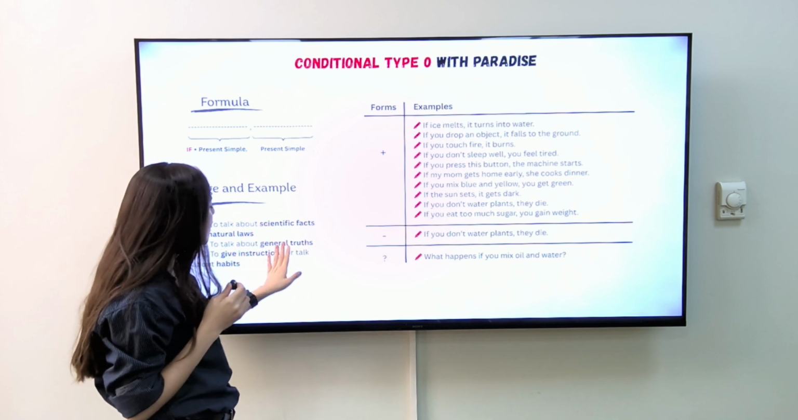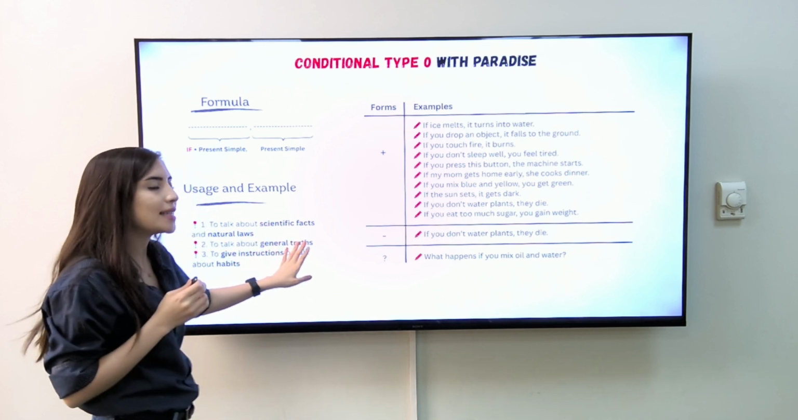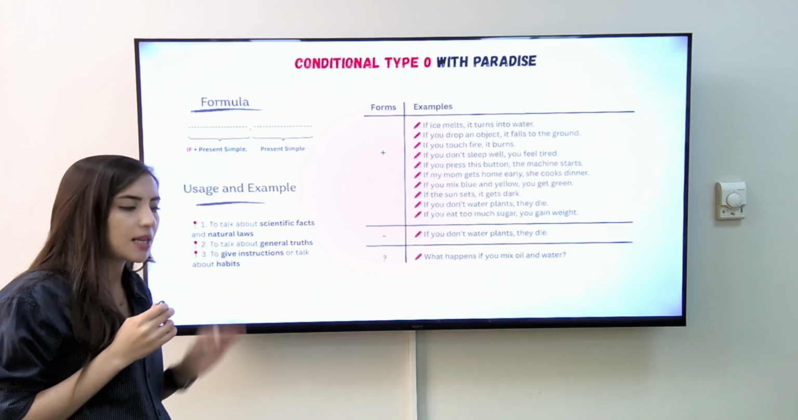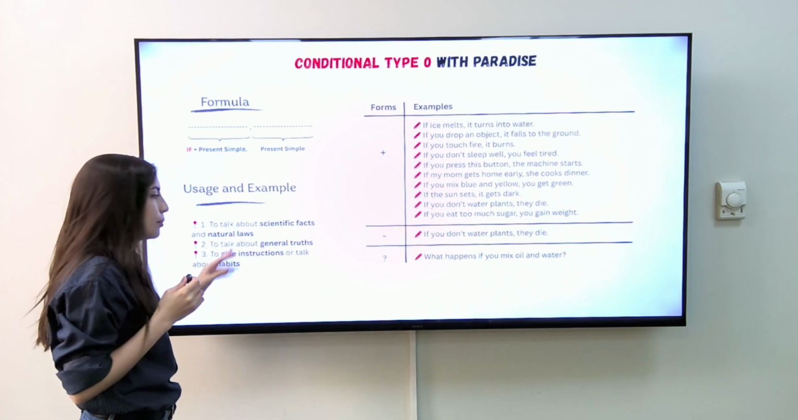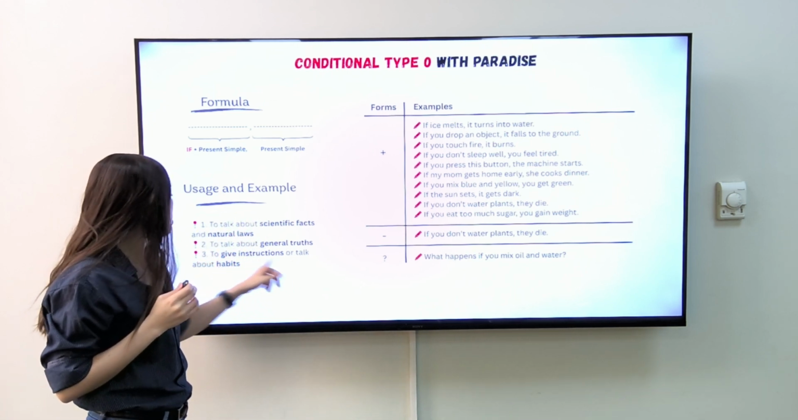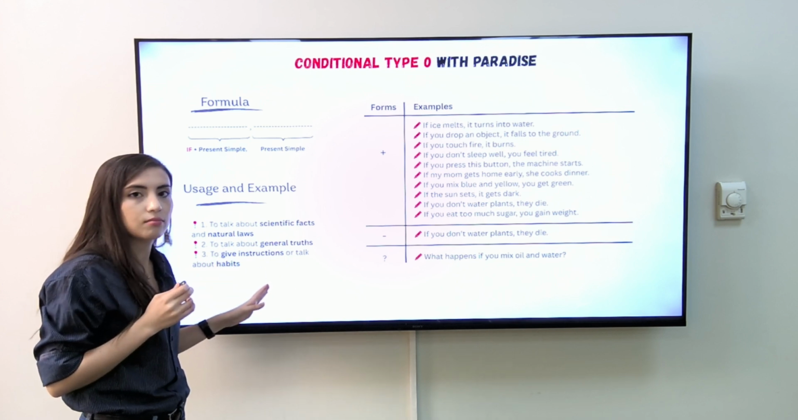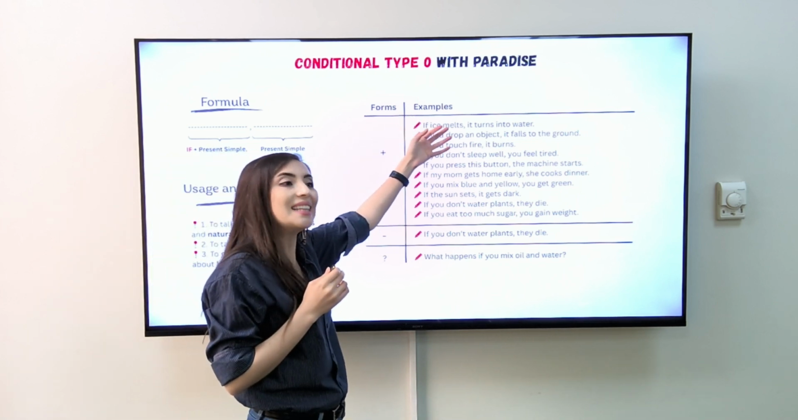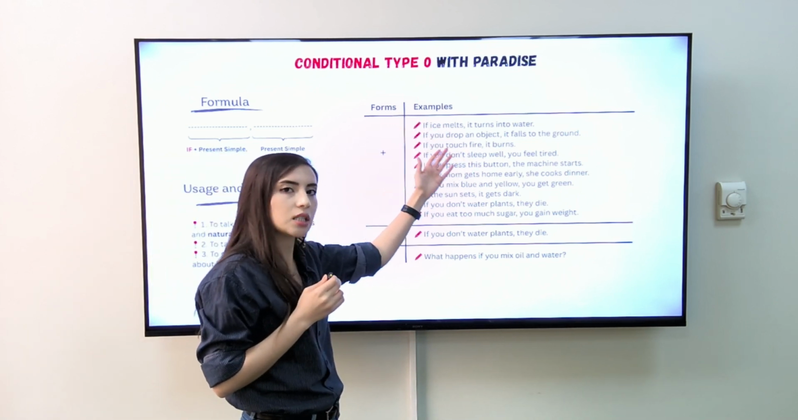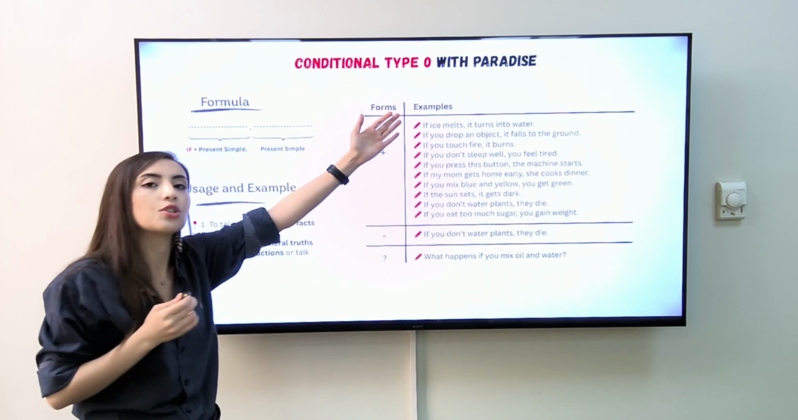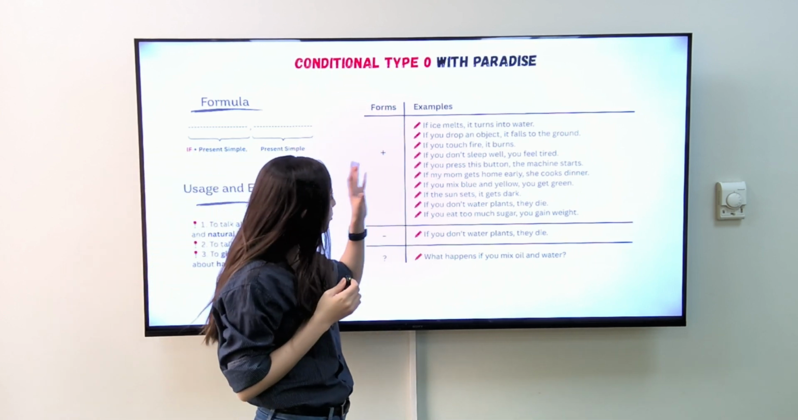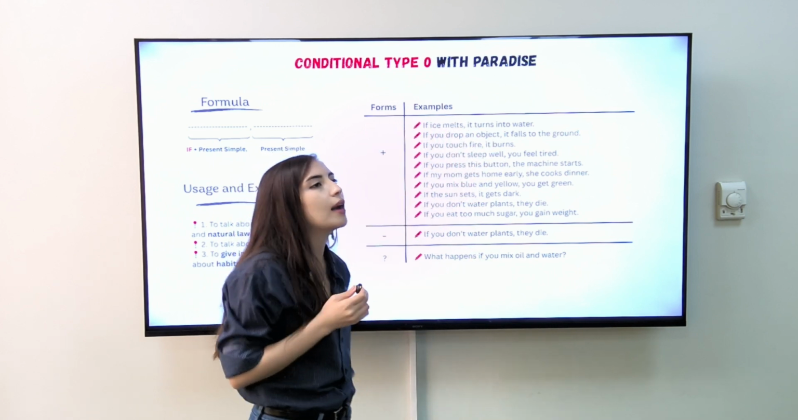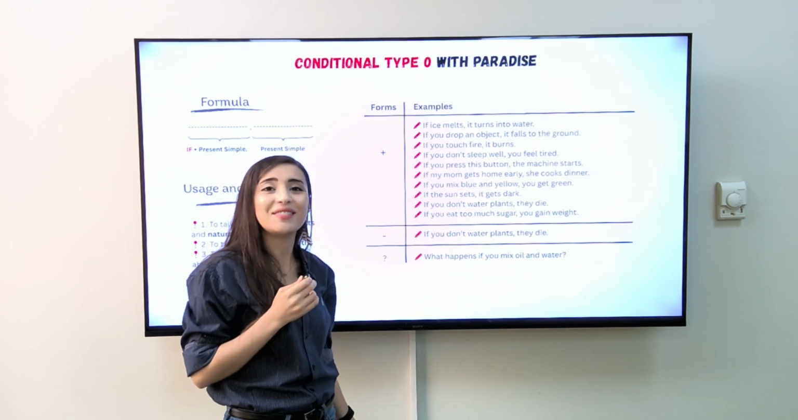To talk about general truth, again, I can say that these two can sometimes overlap. Or to give instructions or talk about habits. So let's see the examples in these contexts, so we can understand this conditional type better and fully master it. If ice melts, it turns into water. Do you have any doubt about it?